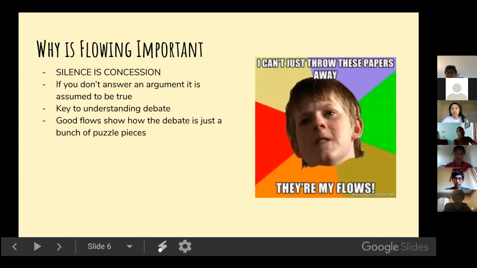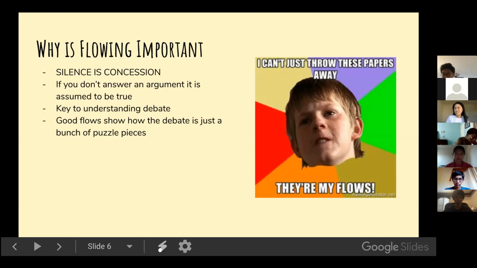Okay, so why is flowing important? Silence is concession. If you don't respond to an argument, you functionally concede it. It means that because you have not responded, you have said, yes, this is true. This is not how it works in real life, but it is how it works in debate, because you don't want people to be able to go back and say things that happened many speeches ago where development has already happened.